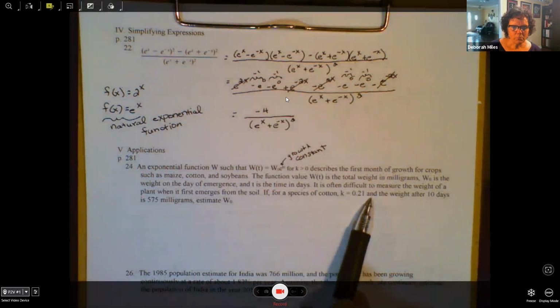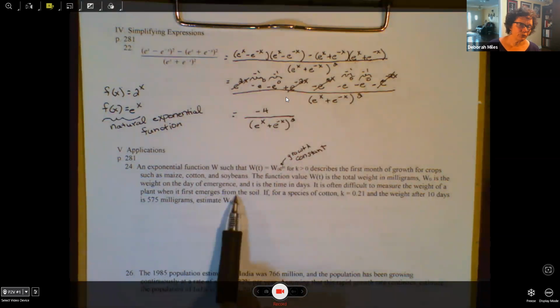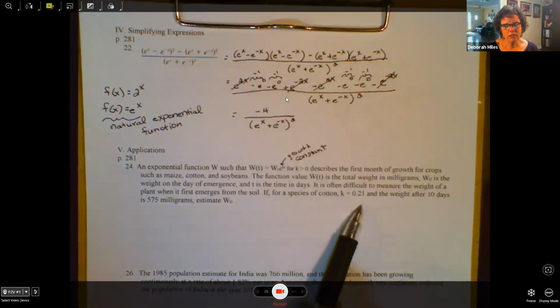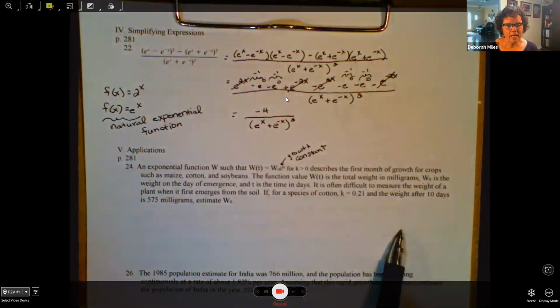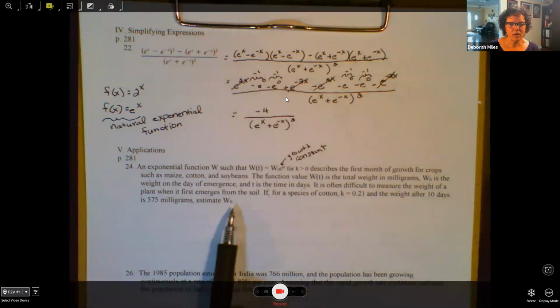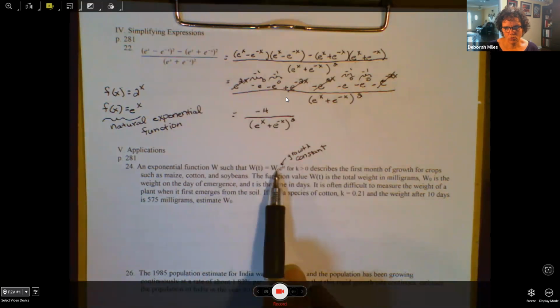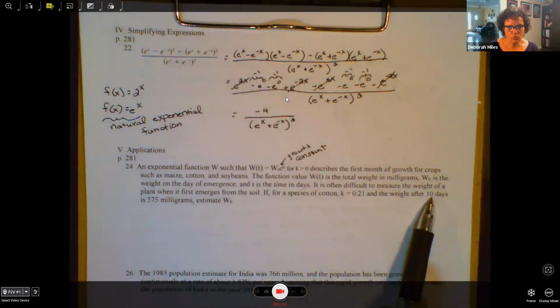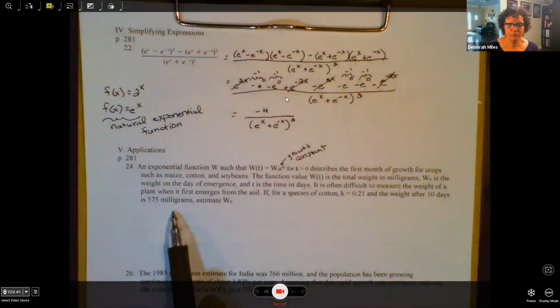It's often difficult to measure the weight of a plant when it first emerges from the soil. You would have to yank it up to weigh it. So that's not a good idea. If for a species of cotton, the growth constant is 0.21 and the weight after 10 days is 575 milligrams, estimate the original weight. All right, we have an equation with 1, 2, 3, 4 variables in it. If you give me the values of 1, 2, 3 of them, I can solve for the 4th.